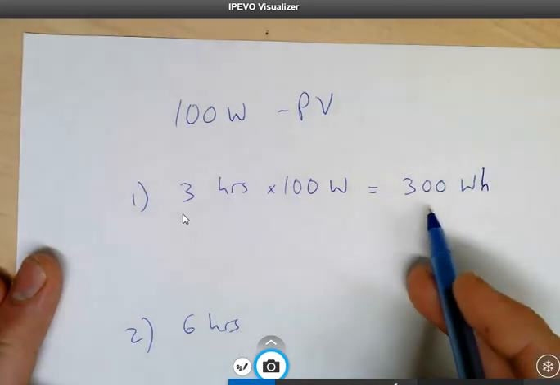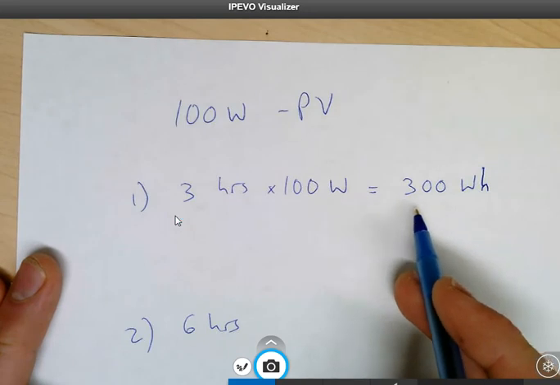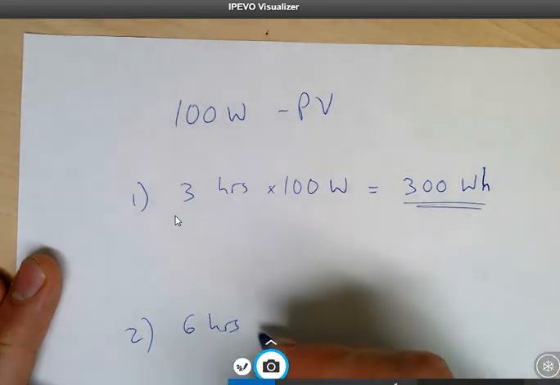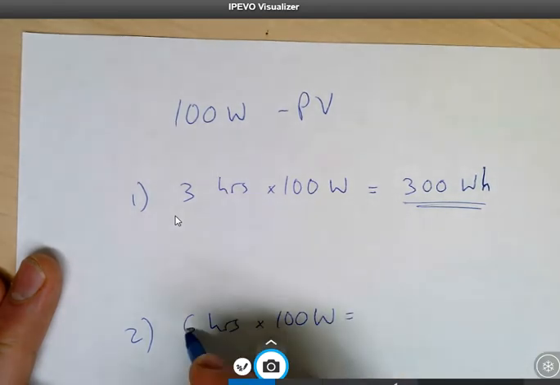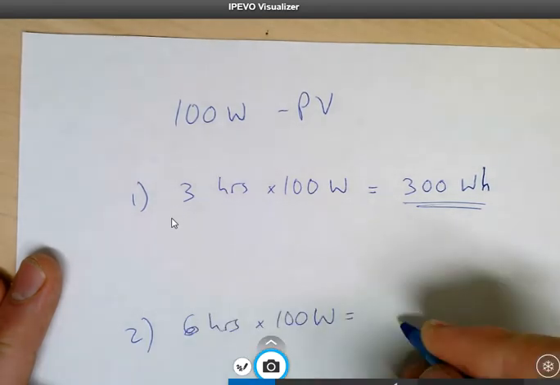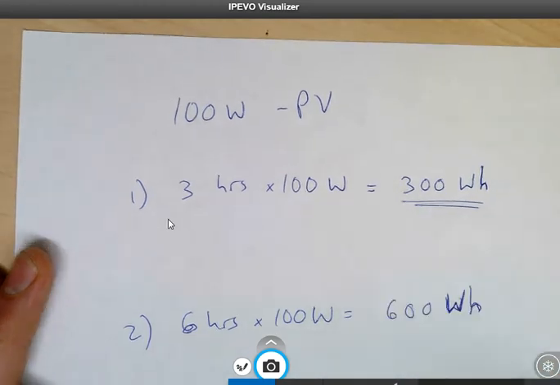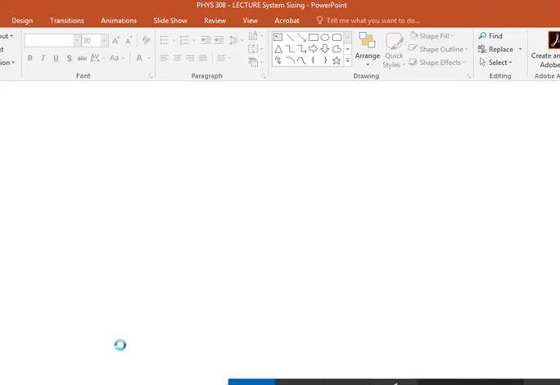So in 3 hours, remember that nighttime load situation that we looked at a moment ago, that was 108 watt hours. This 300 watt hours already exceeds what we need, right? If we took the same 100 watts and we had 6 hours of full sunlight, then we would have 600 watt hours, which is definitely well beyond what we would need for the nighttime loads. But we didn't calculate the daytime loads yet.